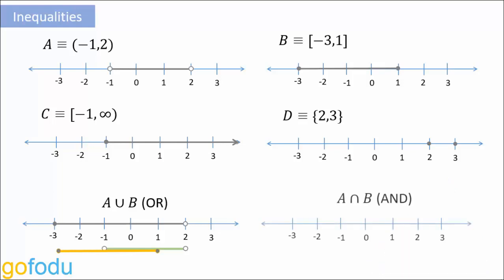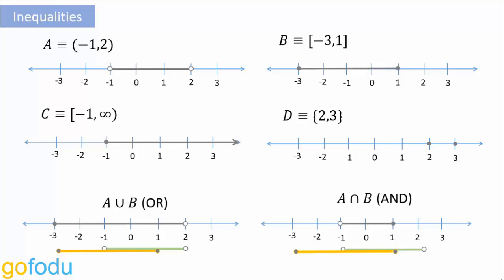A intersection B on the other hand means values common in A as well as in B. That means if two number lines are superposed one over another, we have to take common areas out of them. It can be shown like this. Empty circle at -1 and filled circle at 1.